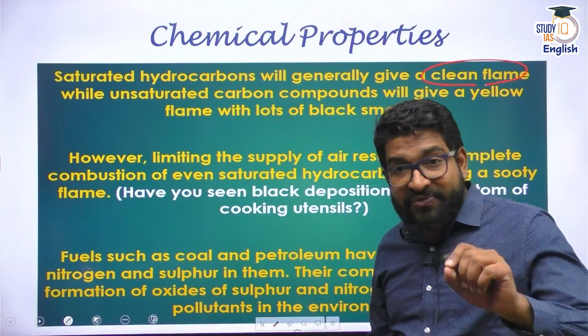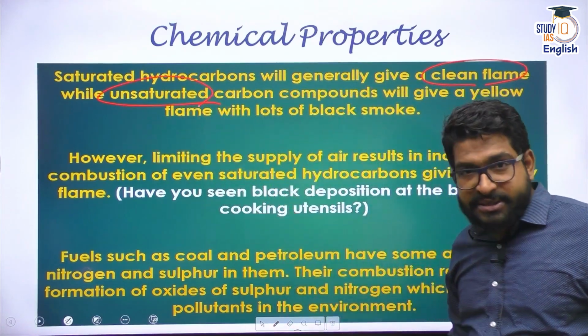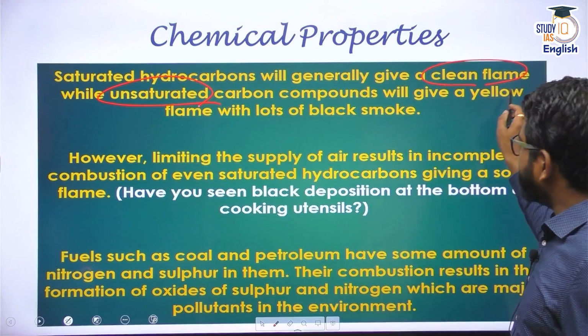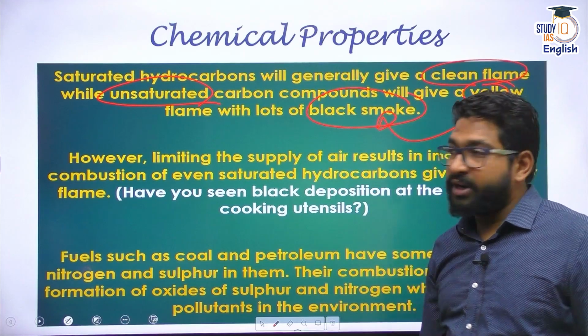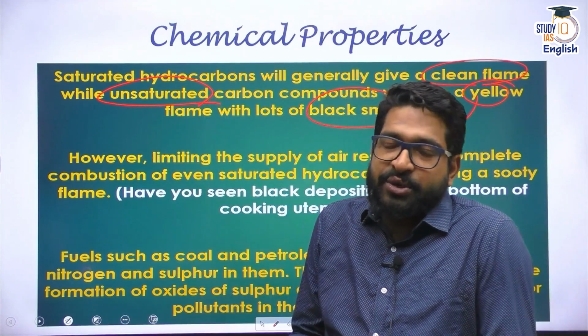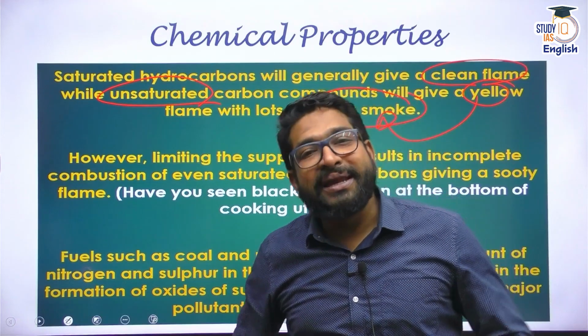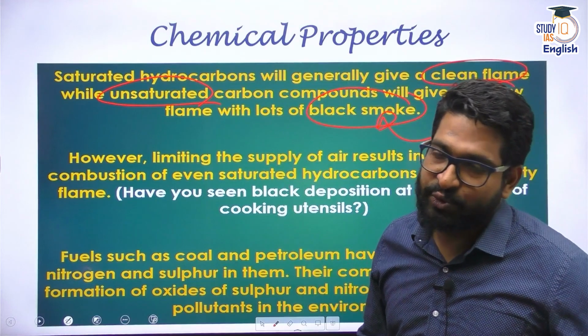But if a hydrocarbon is unsaturated, then it burns with a yellow flame, giving you a lot of black smoke. But in general, be it saturated or unsaturated, if you do not provide it enough oxygen or enough air, then there would be incomplete combustion. That means some amount of soot or black substances would be released for sure.